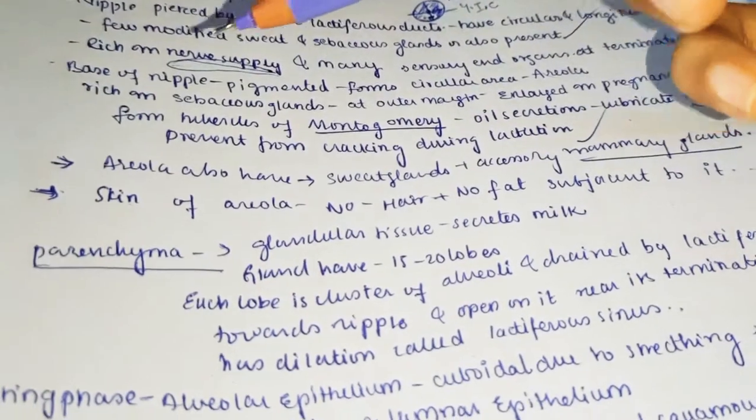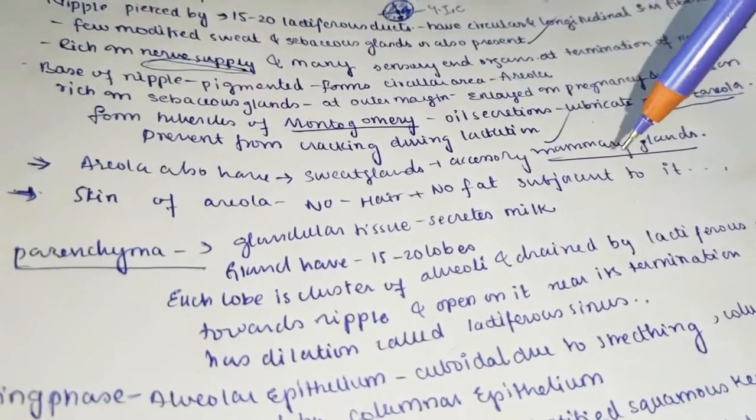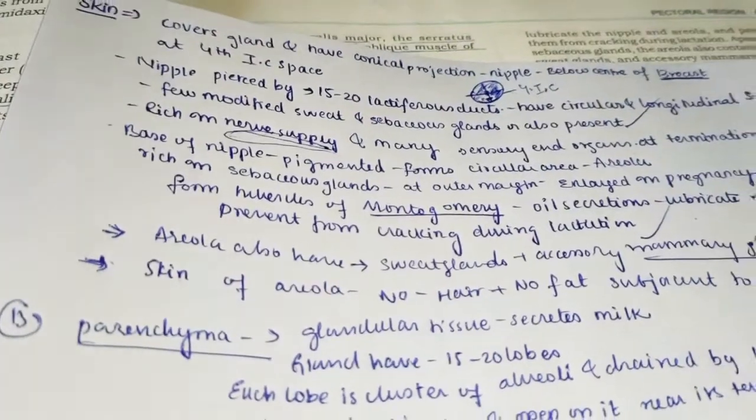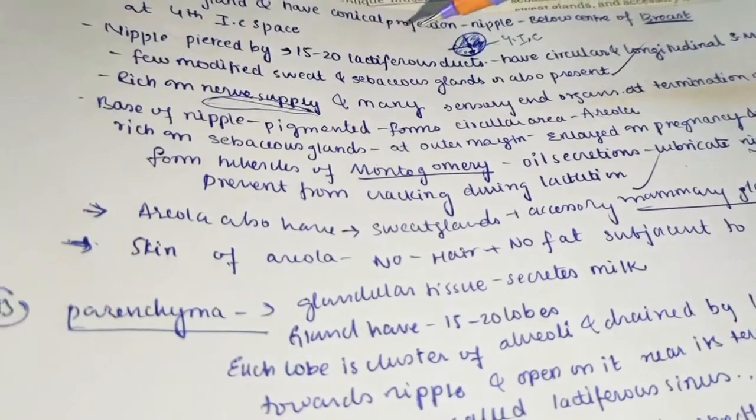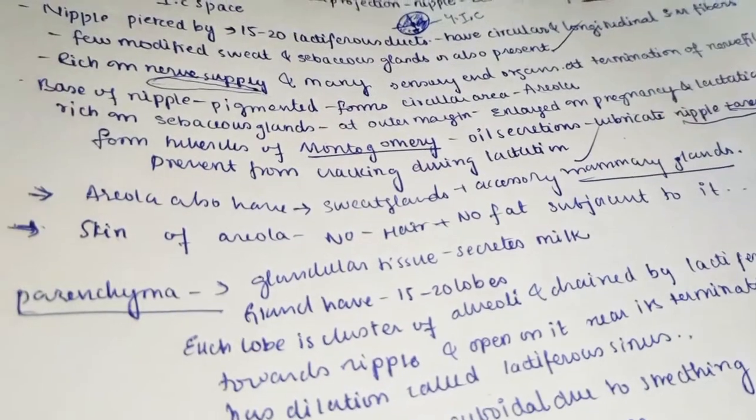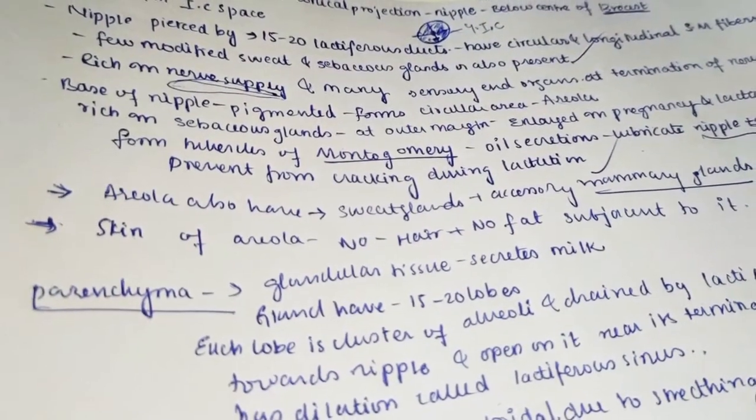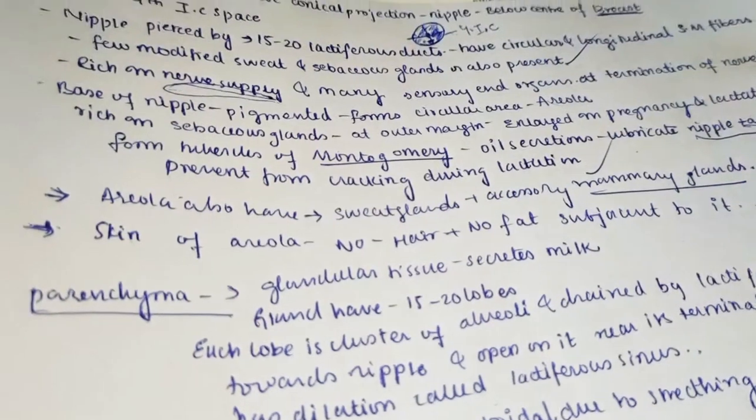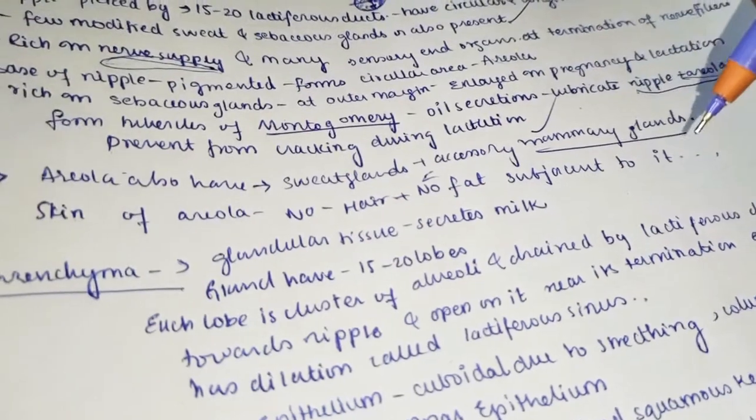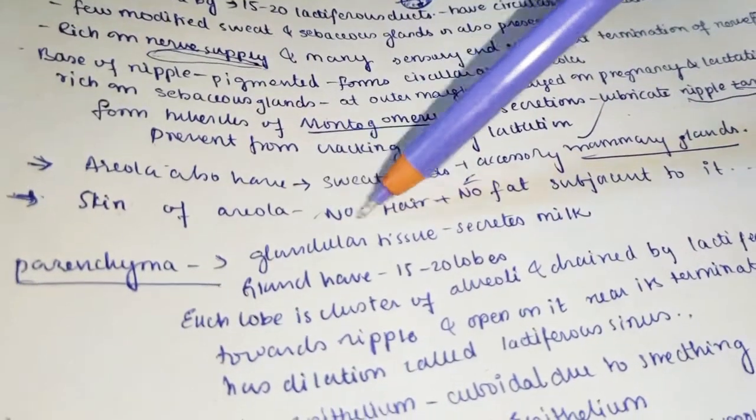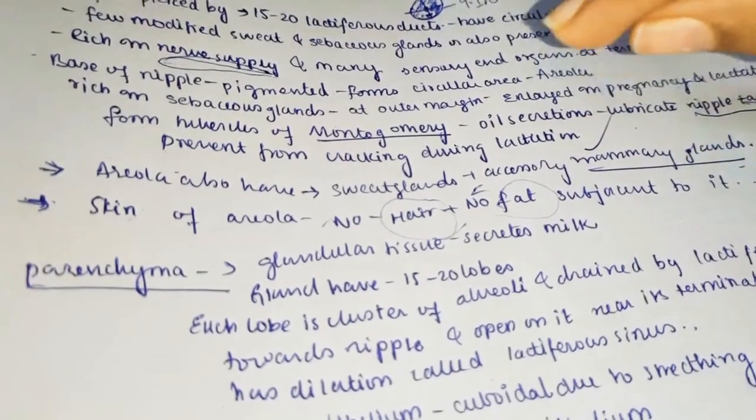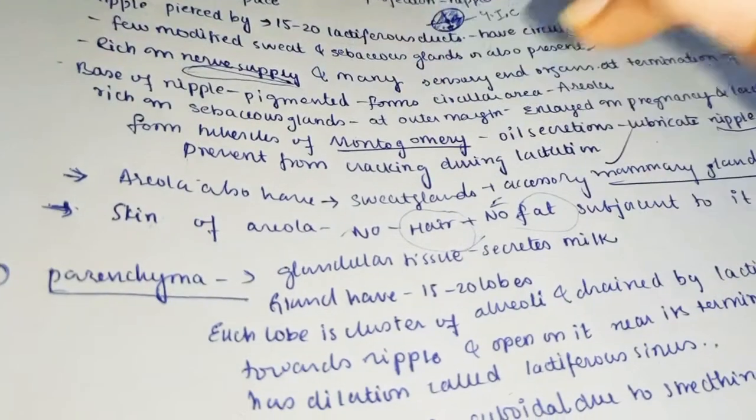Next, coming to the areola. The areola has sweat glands and accessory mammary glands. We talked about the nipple, where they have only modified sweat and sebaceous glands, but in the case of the areola, they have sweat glands and also accessory mammary glands. Remember that sebaceous glands are not so numerous in the areola, but in the nipple there are more sebaceous glands and sweat glands. In the areola, only sweat glands and some accessory mammary glands are present. And the skin of the areola has no hair or fat subjacent to it. So always remember there is no fat or hair in the skin of the areola.